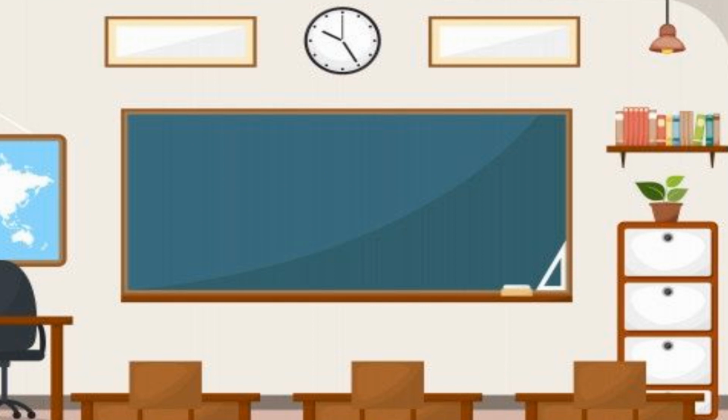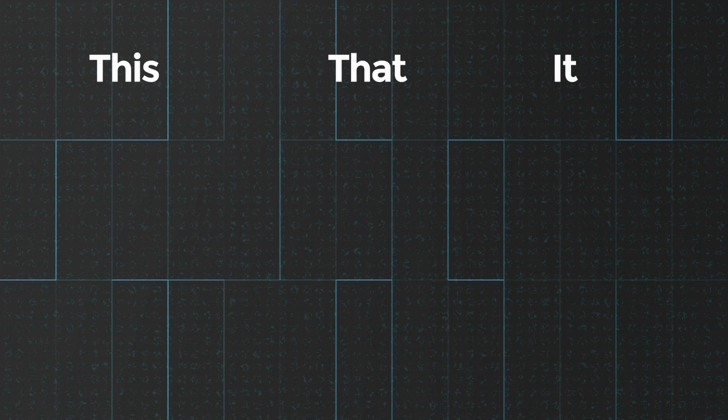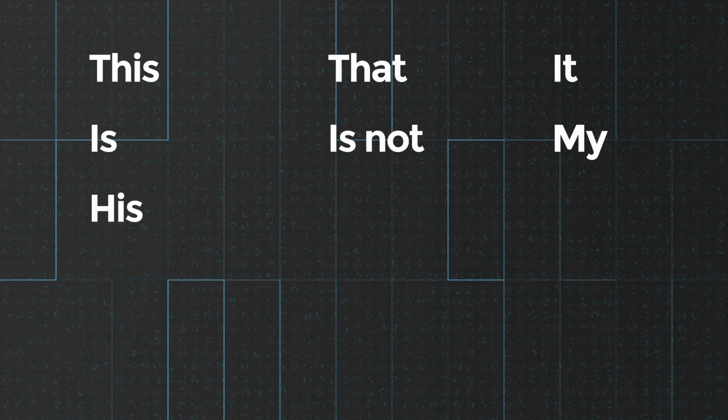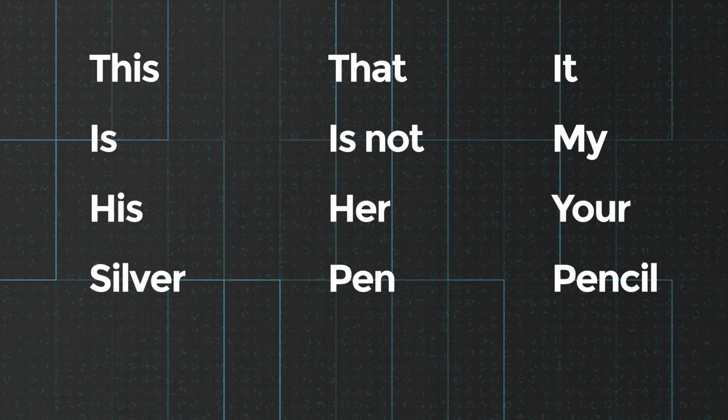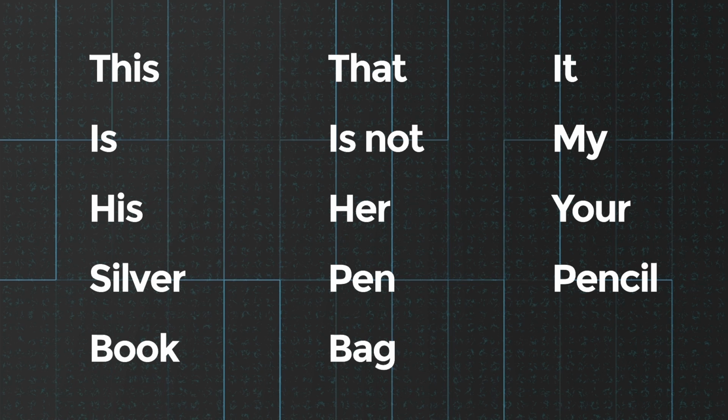So now the second task I have for you is grammar. A table will appear before you and there are words in that table. What I want you to do for me is to use those words to make 10 sentences. And they are: this, that, it, is, not, my, his, her, your, savers, pen, pencil, book, bag, and bottle.